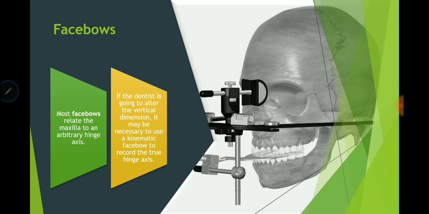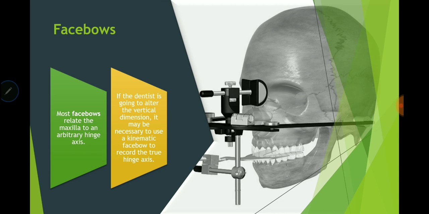First ball. The first ball is very important. You have to understand the purpose of a first ball. The first ball triangulates the maxillary arch to the orbitale hinge axis. So it triangulates the maxillary arch to the base of the skull.